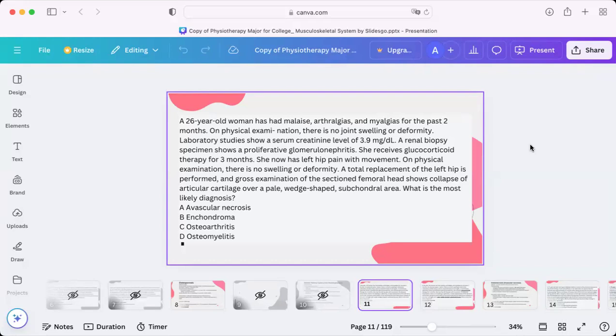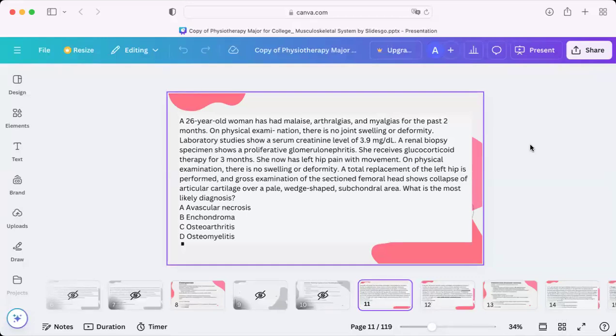On physical examination, there is no swelling or deformity. A total replacement of the hip is performed, and gross examination of the sectioned femoral head shows collapse of the articular cartilage over a pale wedge-shaped subchondral area. What is the most likely diagnosis? Is it avascular necrosis or chondroma?